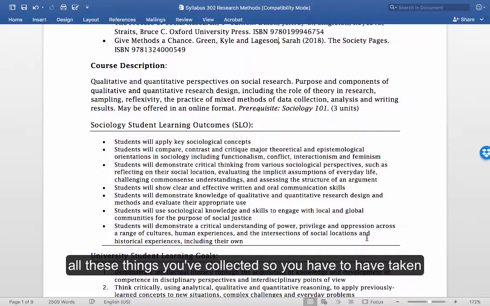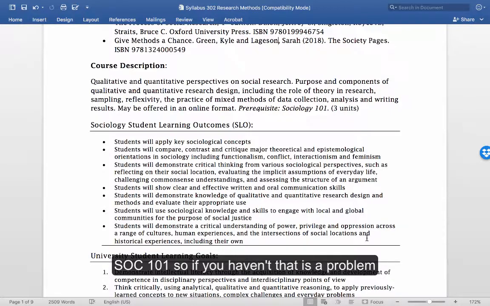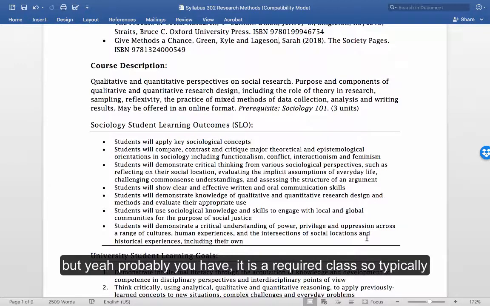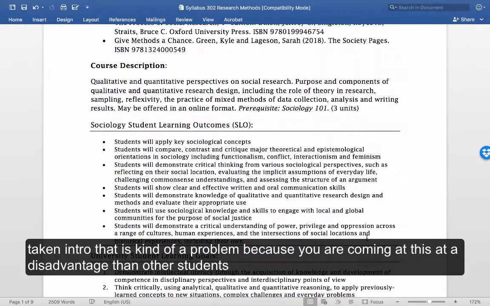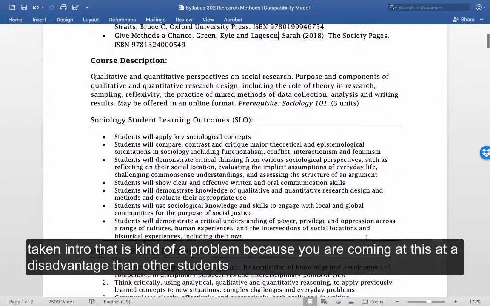So you have to have taken Soc 101. If you haven't, that is a problem. But yeah, probably you have. It's a required class, so typically you have to meet certain thresholds to get here. If you haven't taken intro, that's kind of a problem because you're coming at this at a disadvantage compared to other students.